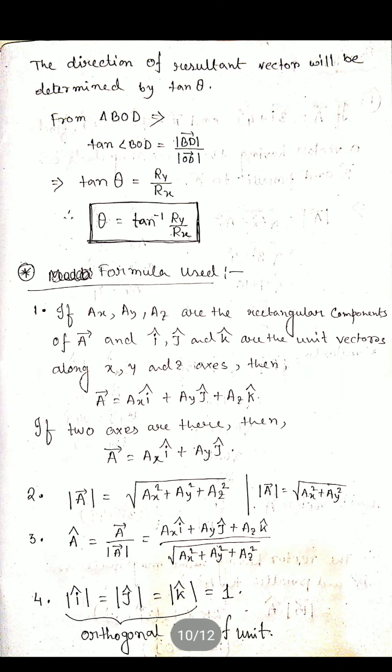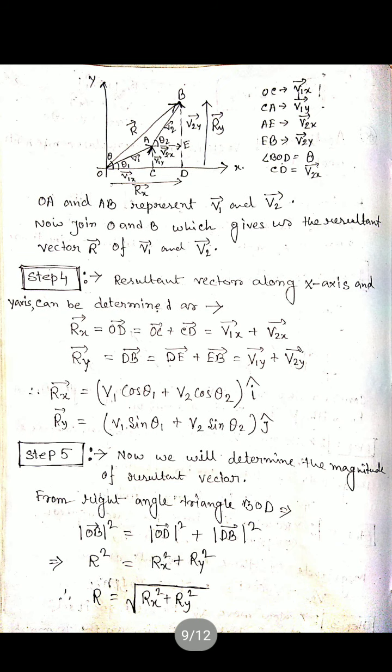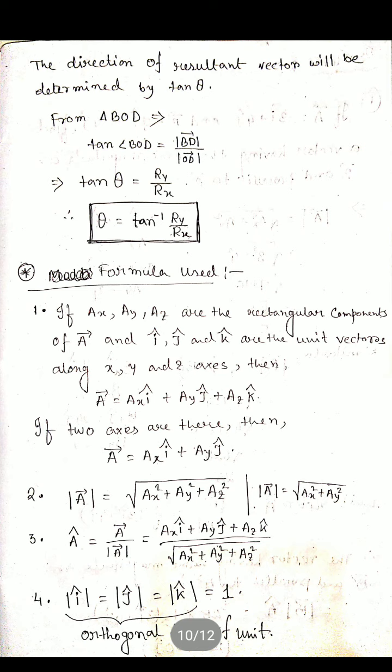Okay. So that is the magnitude, and we also find out the direction. From that triangle, tan angle BOD equals BD by OD. Tan means perpendicular by base, and BD represents Ry, OD represents Rx. That's why tan theta equals Ry by Rx, theta equals tan inverse Ry by Rx. So this gives us the direction of the resultant vector, magnitude and the direction.